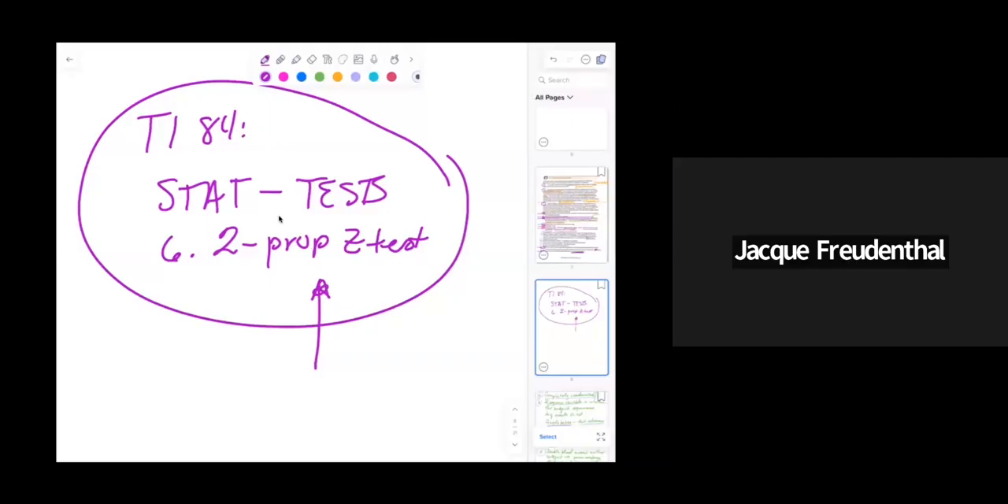Sometimes I find it a lot easier to grab my calculator versus trying to open up StatCrunch. The calculator is really effective for this, especially if you don't have data. So if you don't have data, I encourage you to use the calculator. If you have data, then of course StatCrunch is a lot more useful.